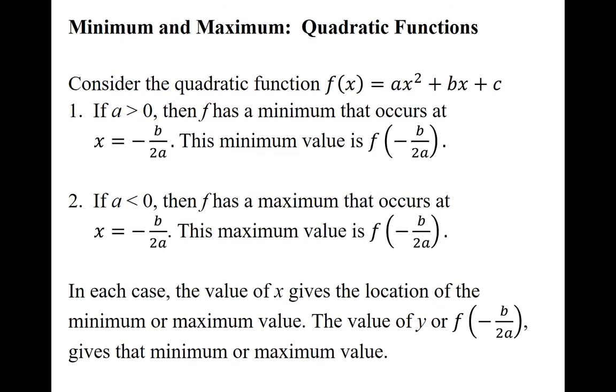So consider the quadratic function f of x equals ax squared plus bx plus c. If a is positive, then f has a minimum that occurs at x equals negative b over 2a. This minimum value is f of negative b over 2a. In other words, the parabola opens up, the vertex is in the valley. The vertex is a minimum. The minimum occurs at the x value, it occurs at h. The value itself is the output of the function, the k value.